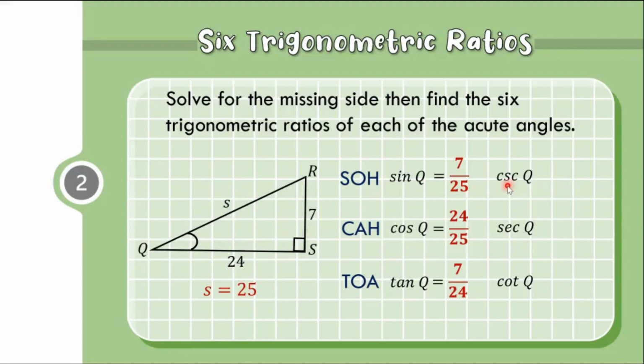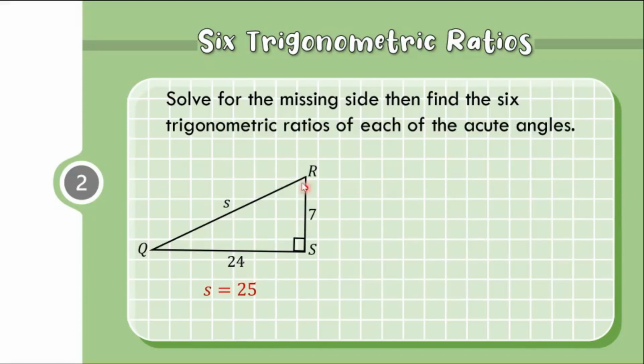For the ratio of cosecant Q here, we will have 25 over 7, which is simply the reciprocal of sine Q. Secant Q here is equal to 25 over 24, which is also the reciprocal of cosine Q. And cotangent Q is equal to the reciprocal of tangent Q, in which this one is equal to 24 over 7. Aside from angle Q here, angle R is also an acute angle.